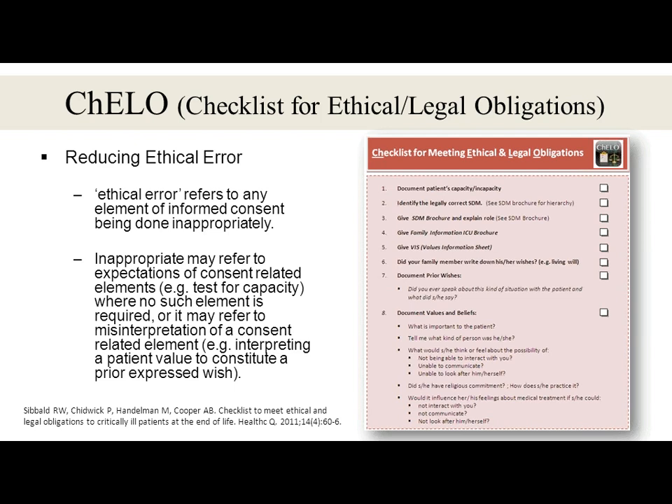So ethical error refers to any element of the informed consent process being done inappropriately. Inappropriate may refer to expectations of consent-related elements, such as a test for capacity where no such element is required. For example, we say to elderly patients all the time, you're not capable to go home. You're going to go home and you're going to be unsafe. There's no such thing as a test for capacity to go home. If you're a subacute patient and you want to go home, it doesn't matter if you give consent or not. You don't have to be capable. You get to go home.